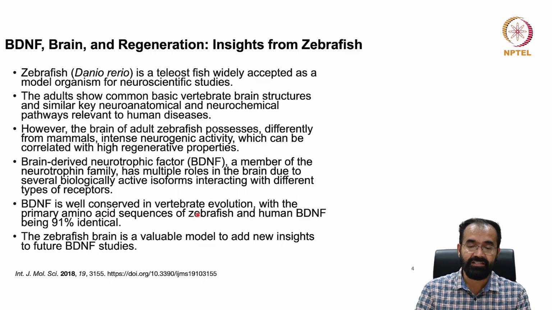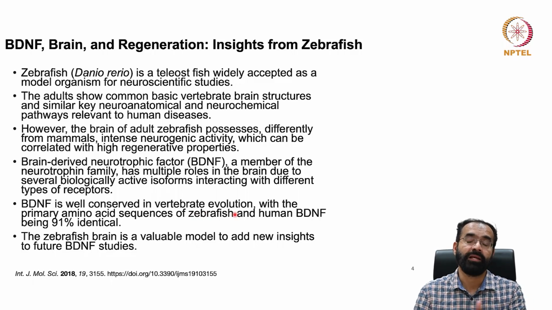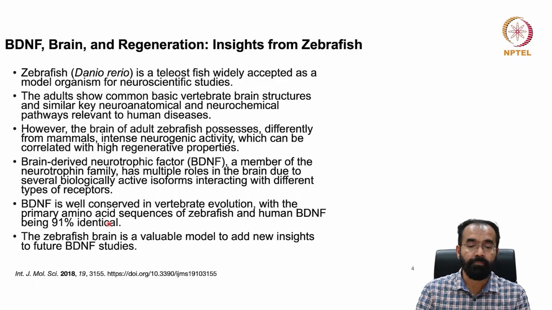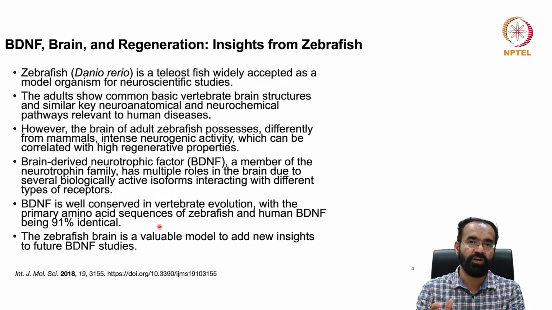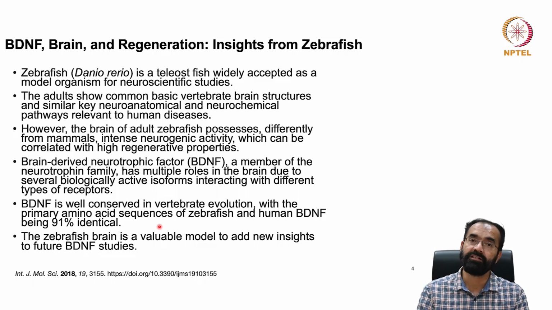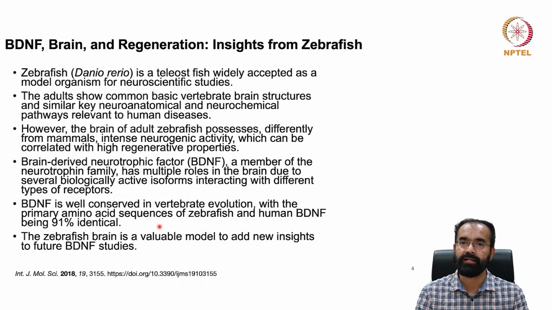BDNF is well conserved across vertebrates over millions of years of evolution, with the primary amino acid sequence between zebrafish and human BDNF 91% identical, not similar. Identical means similarity will go much higher. Similarity basically means a basic amino acid replaced by another basic, or an acidic by an acidic; we call them homologous. But if it is identical, it means the amino acid is not changing at all. So 91% of BDNF is identical. That tells you that no tinkering is done in evolution on that protein because it is playing a vital role.